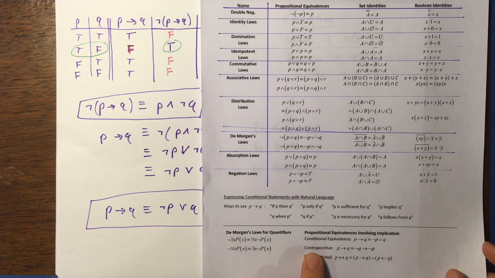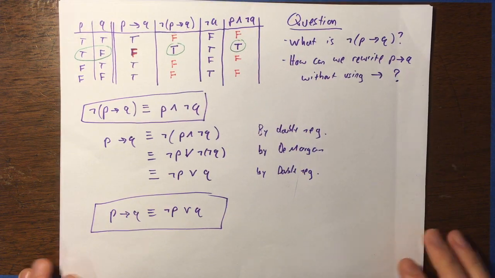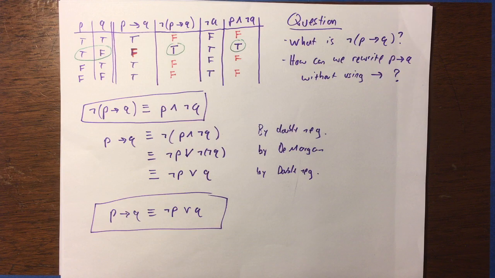I've also got the contrapositive one down there and the biconditional equivalence that we talked about earlier. Those are on your reference sheet. So there you go. We've now established some other useful equivalences, and you've seen another example of how to prove things and how to work with these.